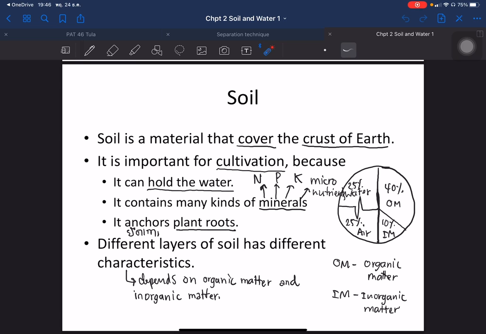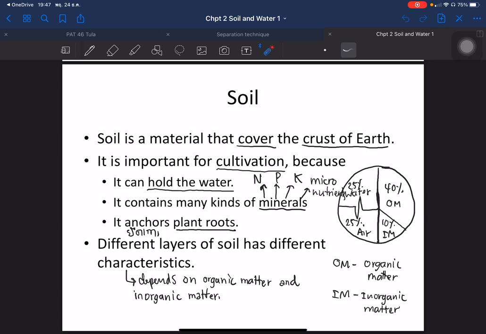Another function of the soil is to adhere the roots of the plants. We call this the anchorage, which is quite important for the root. Okay, so the different layers of the soils will contain different characteristics. So it depends on two factors.